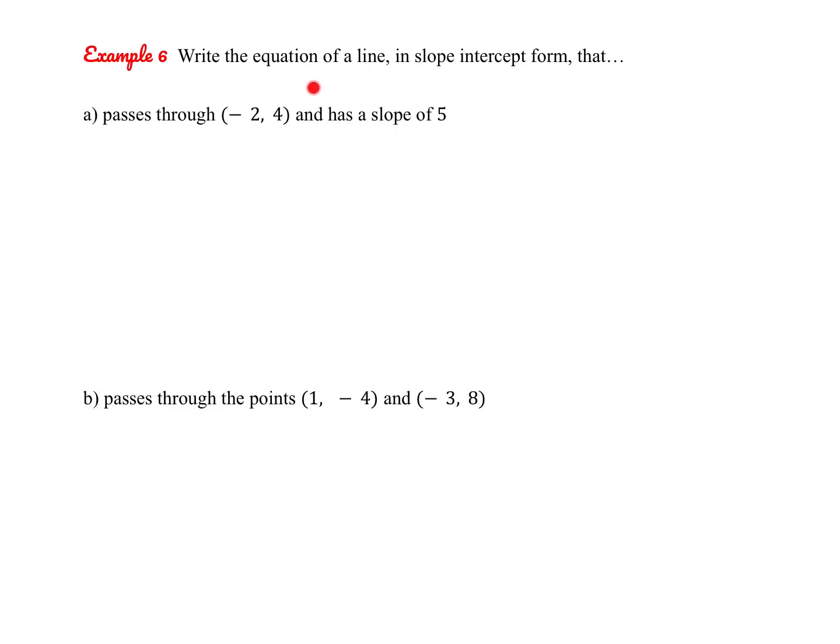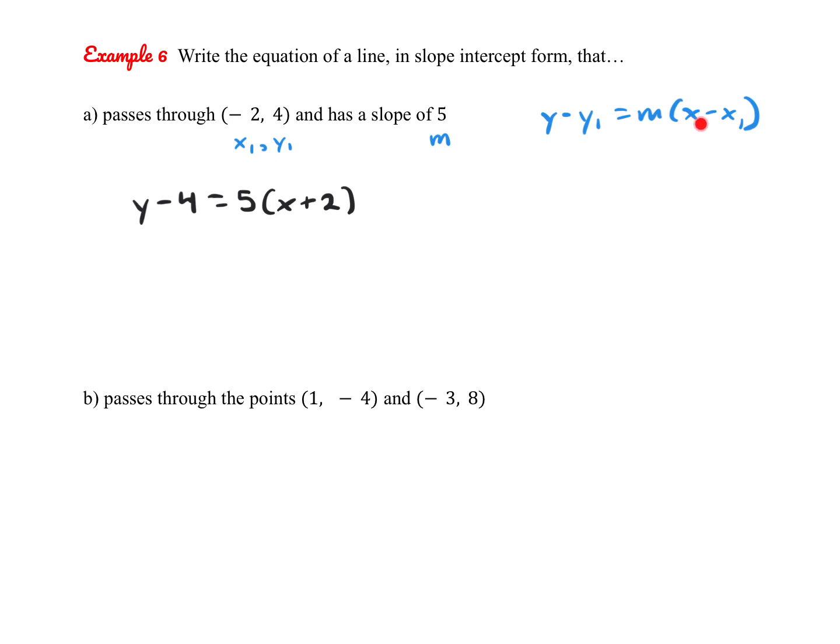All right, let's try a couple more together. So here we're going to write an equation of a line in slope-intercept form that has these characteristics. So for this first one, it says it passes through the point negative 2, 4, and it has a slope of 5. So for this one, I don't have the y-intercept, but I do have an x1, y1, and I do have an m value, so I can use that point slope form. So y minus y1 equals m times x minus x1. So we have y minus 4 equals 5 times x plus 2.